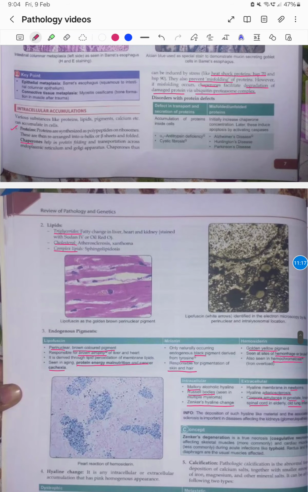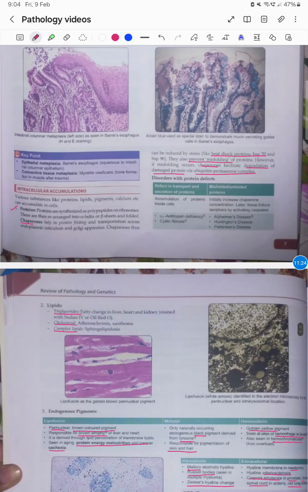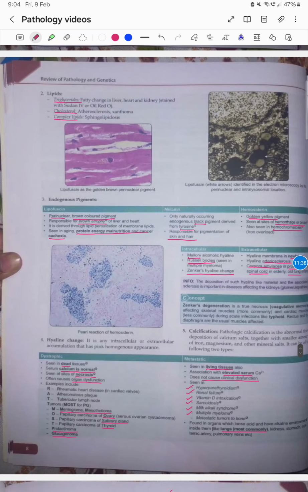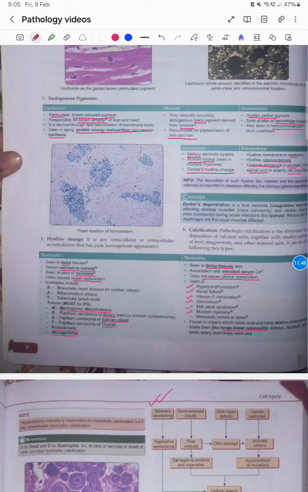Next, intracellular accumulation. First is protein. Two types of protein: chaperone and heat shock protein. Chaperone will degrade the misfolded protein via the ubiquitin proteasome complex, and the heat shock protein will prevent misfolding of protein. Now lipids. Accumulation of triglycerides, cholesterol and complex lipids like sphingolipidosis.